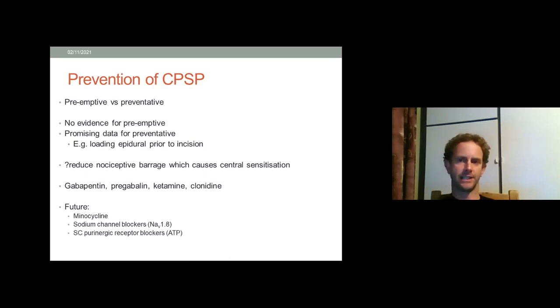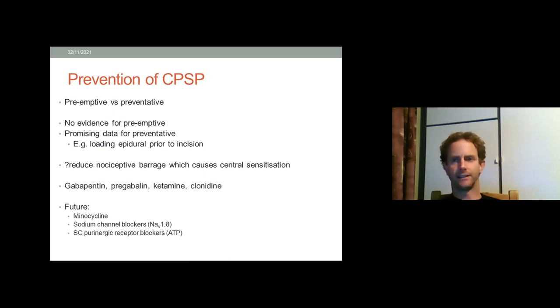Preventative analgesia has better evidence behind it. So that's, for example, putting in your nerve blocks, your nerve infusion catheters, your epidurals, and loading them prior to your incision. And the thought process is that you reduce that nociceptive barrage, which leads to your central sensitization. The other things that have been tried are perioperative gabapentin, pregabalin, ketamine, clonidine, magnesium, all of which have been tried multiple times. And as of yet, there's no convincing evidence either way. But I guess the takeaway message is that everything you do is potentially going to help, although the evidence isn't there yet. That's probably due to very poorly designed studies.